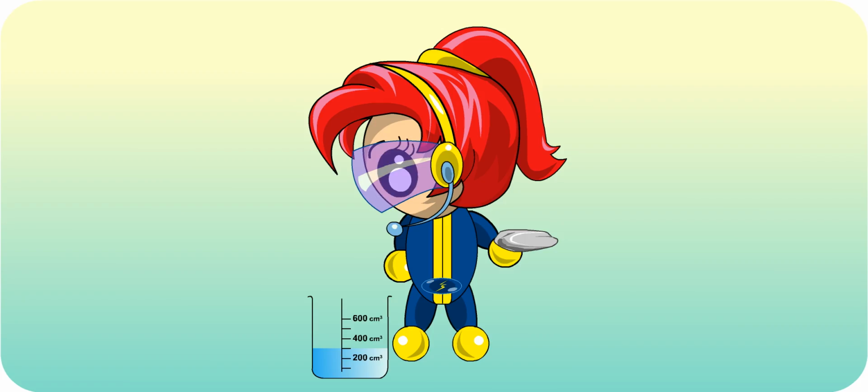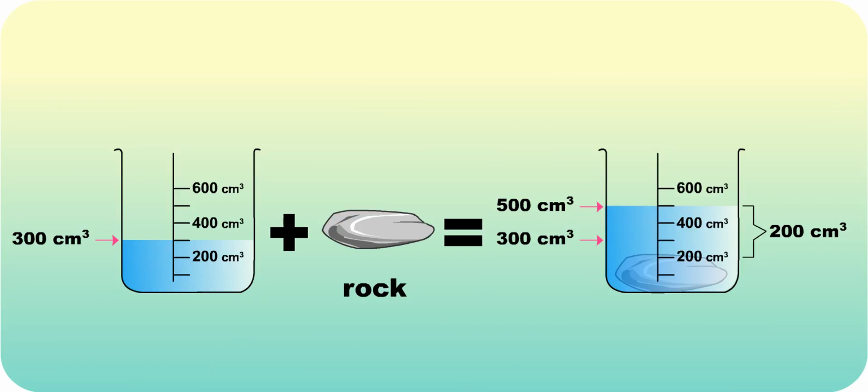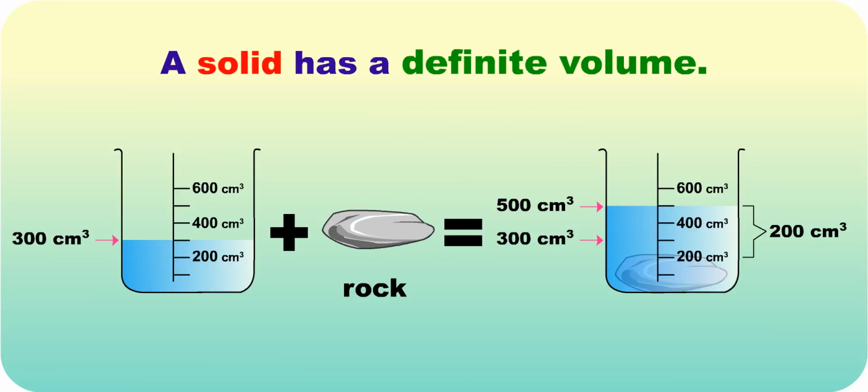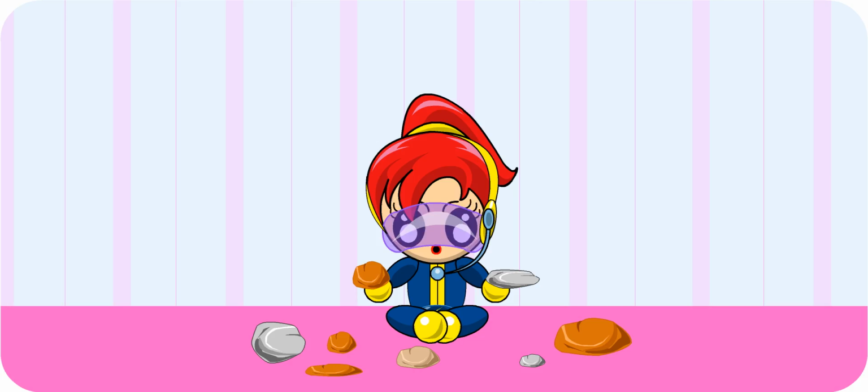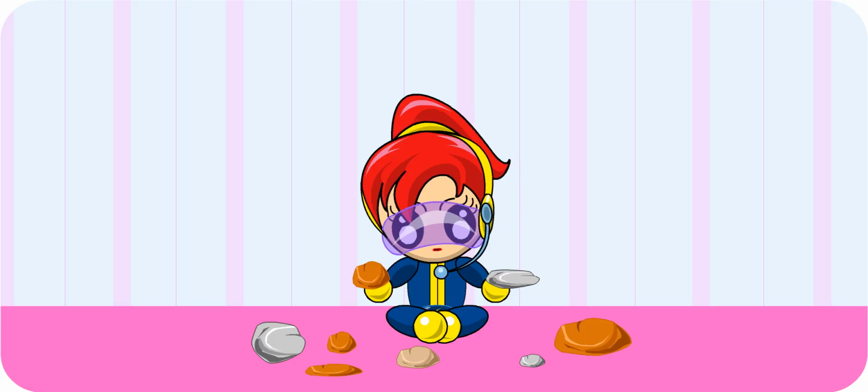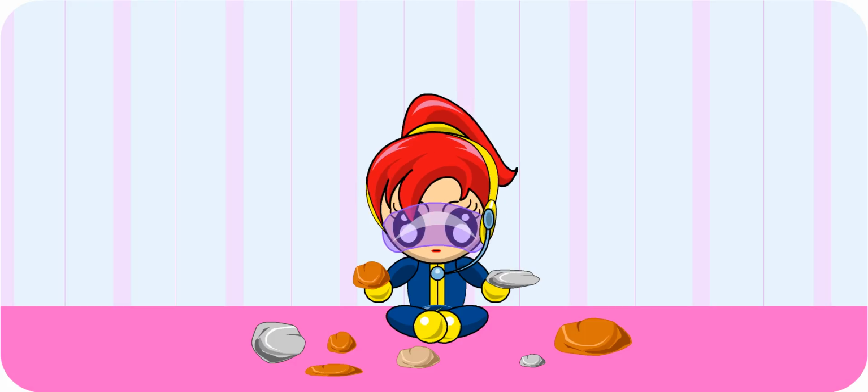Right. Why don't you immerse the same rock into the beaker? The water level rose by 200 cubic centimeters this time. The volume of my rock remains the same. I know. My rock, which is a solid, has a definite volume. But can I use two different rocks to compare instead? I'm afraid not. For a successful experiment, certain conditions have to be kept constant. Since you are trying to find out if your rock has a definite volume, you have to make use of the same rock throughout the experiment.